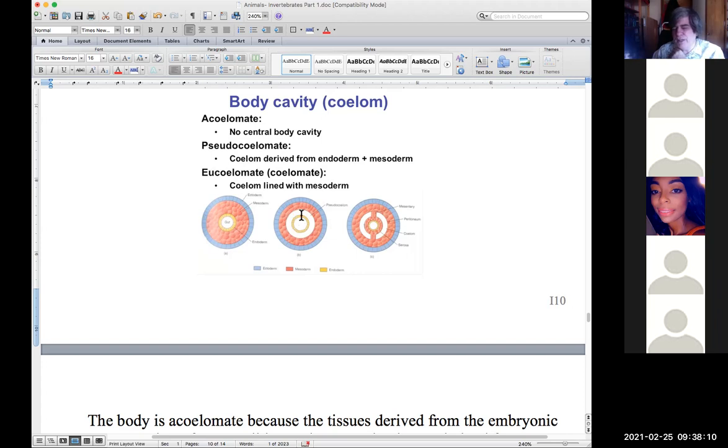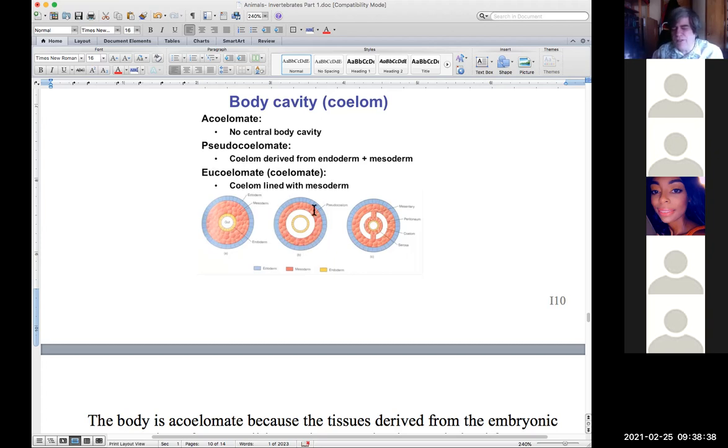It also does something else. If the animal eats a lot, the digestive system can actually expand. It can get larger, so it can hold more food. Notice on the left, for animals that are acoelomate, they can only eat a limited amount of food because their digestive system really can't expand. Why? Because there are cells all the way around it.